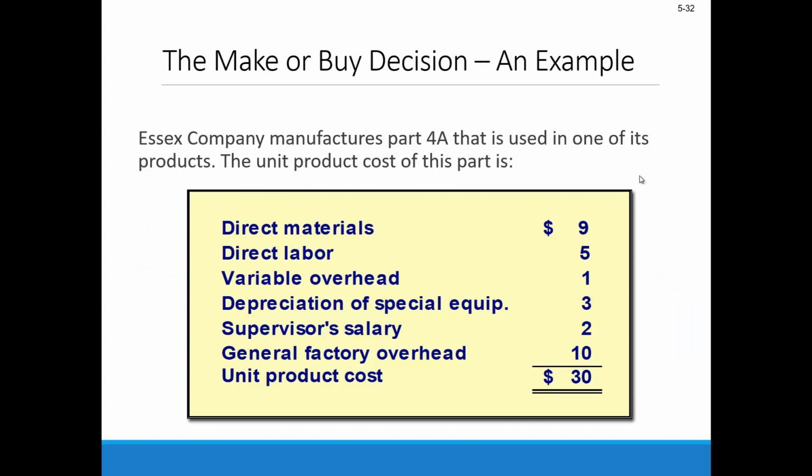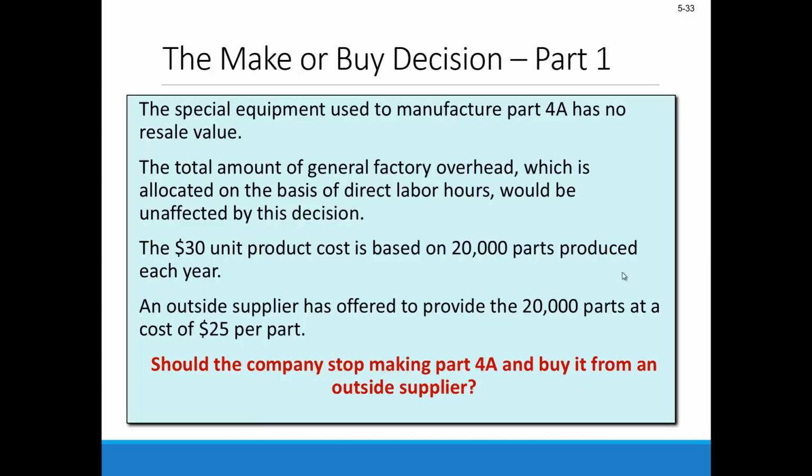So let's talk about a make-or-buy decision. We'll use a little example here. Essex Company makes this Part 4A used in one of its products. The unit product cost right now is shown here: direct materials of $9 a unit, labor of $5, variable overhead of $1, depreciation of special equipment of $3, the supervisor's salary and general factory overhead of $2 and $10 respectively, for a total unit product cost of $30. So we're going to talk about which of these costs become relevant in this type of decision and which would be less relevant.